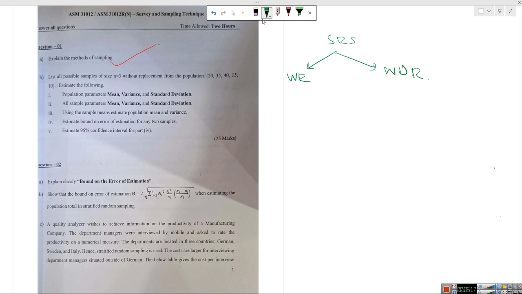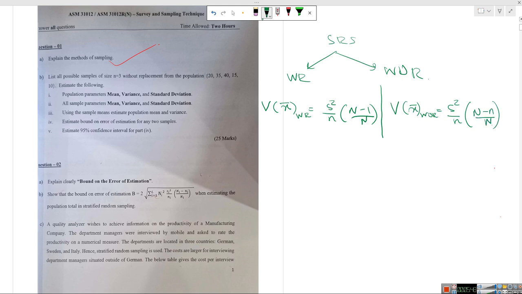However, we have different equations for the variance of x bar. The variance of x bar without replacement is equal to s squared divided by n, times (N minus n) divided by N. And for with replacement, the variance of x bar is equal to s squared divided by n. This is the equation.